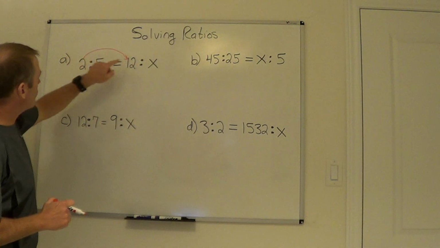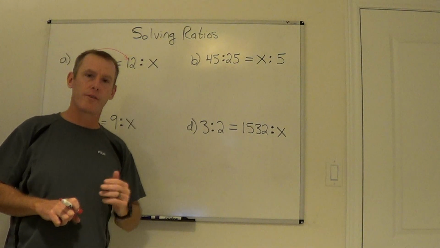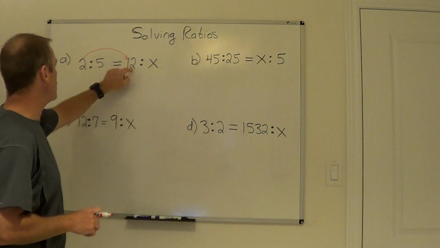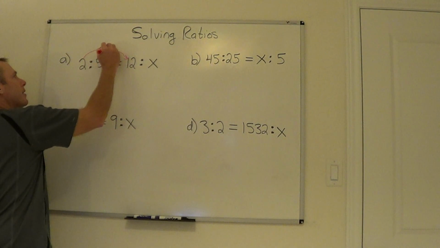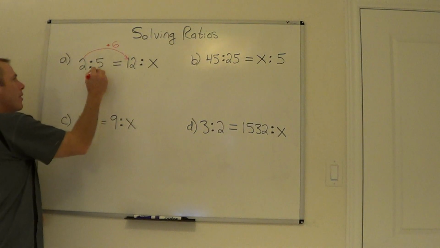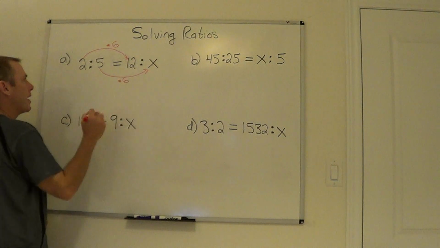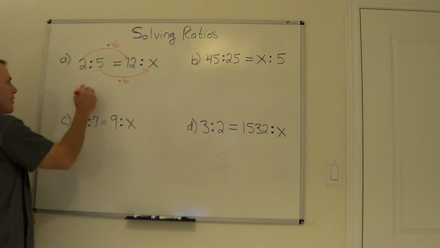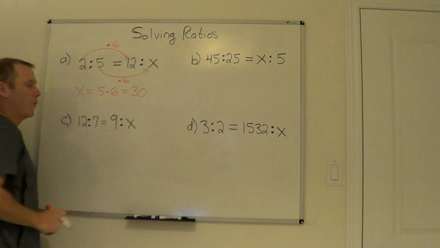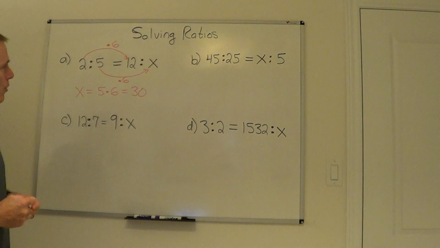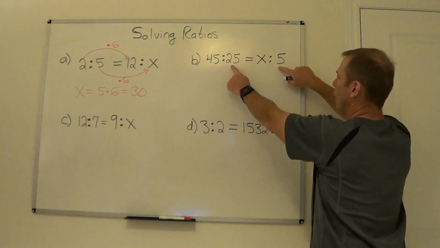To get from 2 to 12, I look at, in terms of multiplication or division, how I would get from 2 to 12. And I do know how that's going to happen. I can multiply by 6. So if I'm going from 5 to x, I'm going to do the same thing. I'm going to multiply 5 by 6. And so our x value is 5 times 6, which is 30.